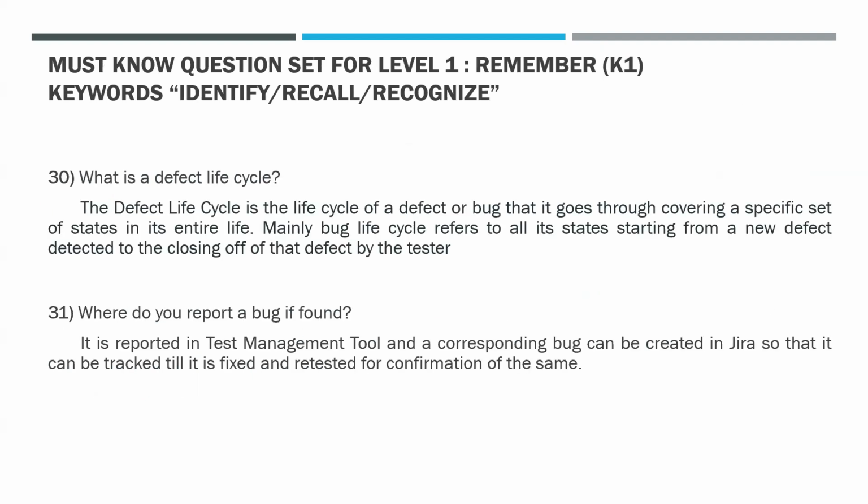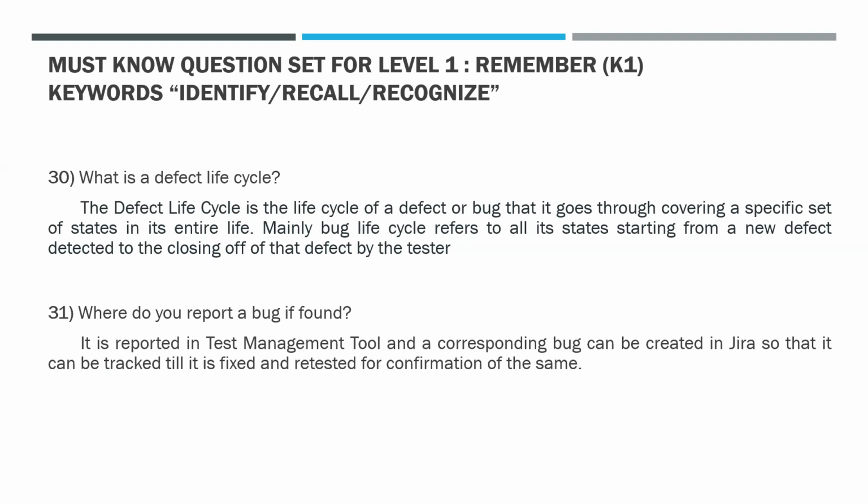Next question is, what is a defect lifecycle? The defect lifecycle is a life cycle of a defect or bug that it goes through, covering a specific set of states in its entire life. Mainly, bug lifecycle refers to all its states, starting from a new defect detected to the closing off of that defect by the tester. Where do you report a bug if found?